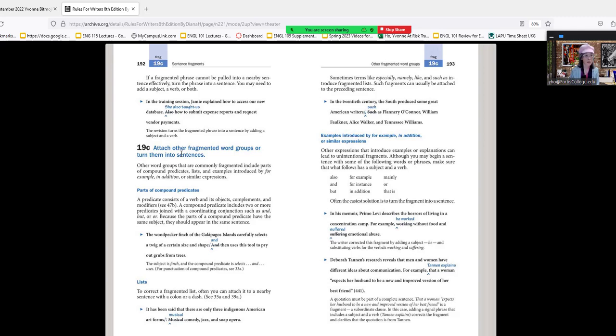The woodpecker finch of the Galapagos Islands carefully selects a twig of a certain size and shape, and then uses this tool to pry out grubs from trees. And so here you connect the incomplete sentence into a nearby sentence.